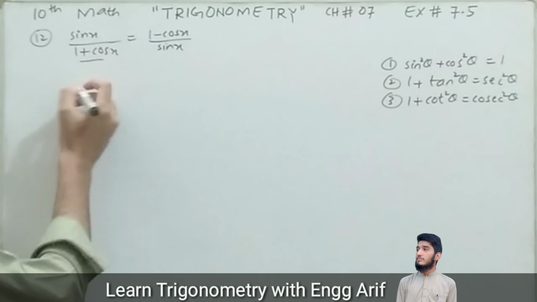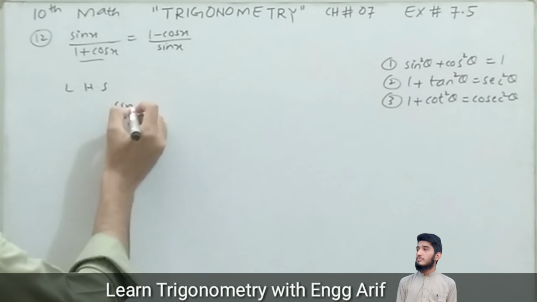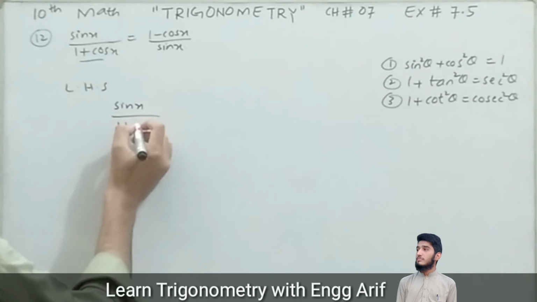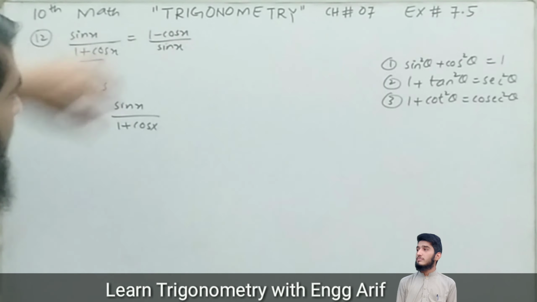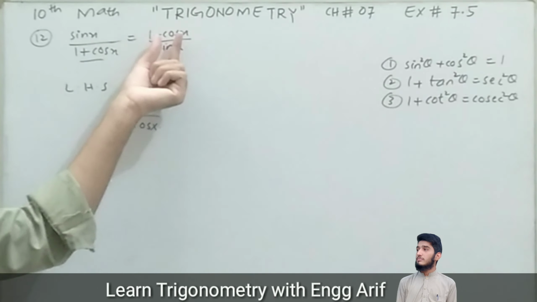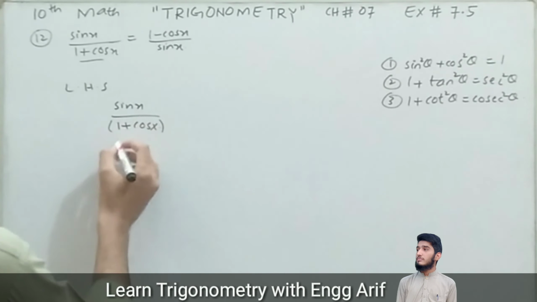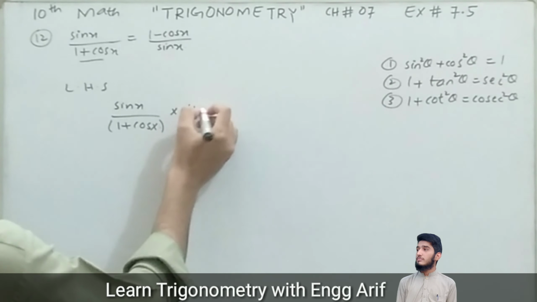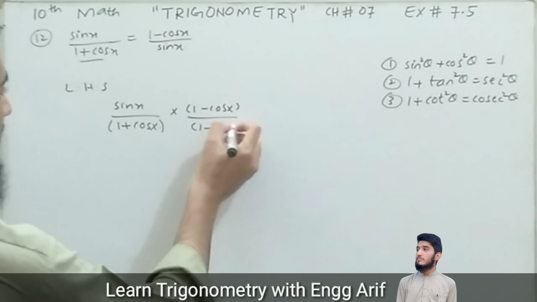So let's suppose I take the left hand side, and on the left hand side we are given sine x divided by 1 plus cos x. On the right hand side we need 1 minus cos x in the numerator. How can we get 1 minus cos x? We will just apply the rationalization method, multiplying by the conjugate of 1 plus cos x. Its conjugate is 1 minus cos x. So multiply and divide by 1 minus cos x.